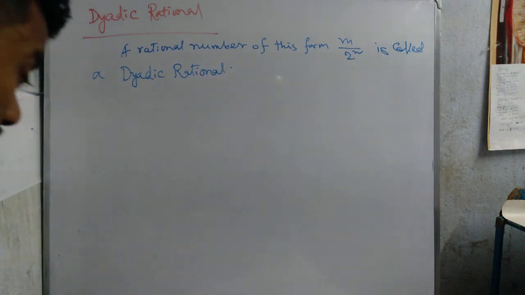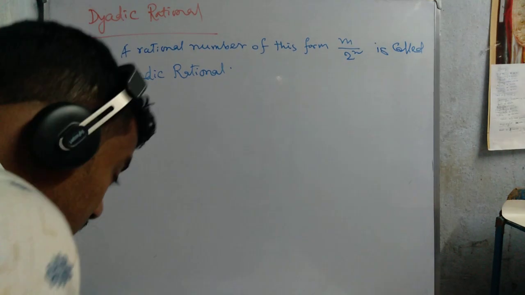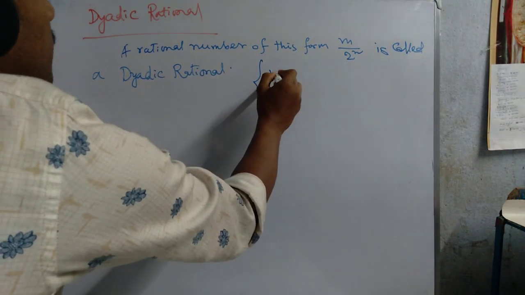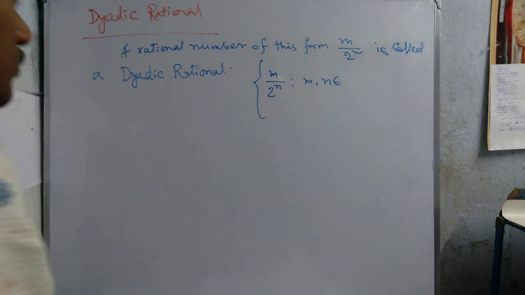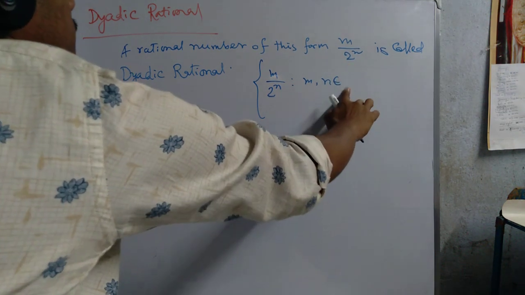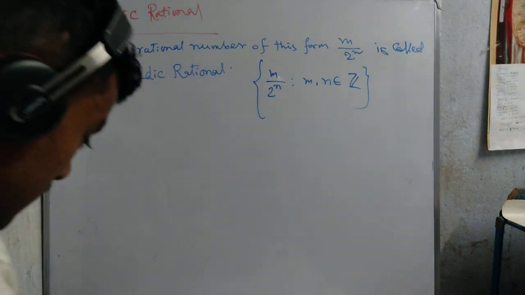Then the set D of dyadic rationals is dense in R. I have to prove this now. So we write it in set form this way: m by 2 to the power n, where m and n belong to Z, you write. Or n, then this is better.